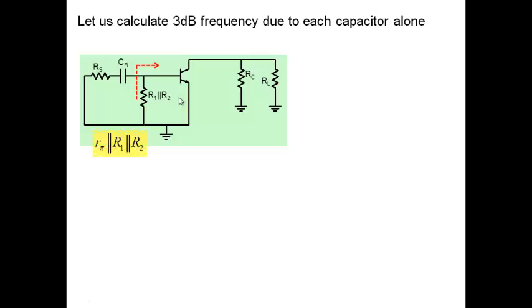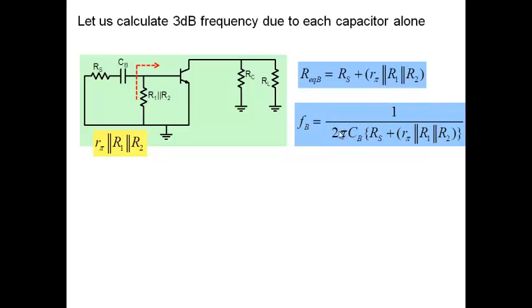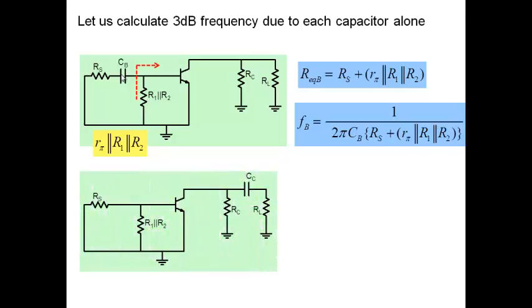So what is my 3 dB frequency then? So this is the net resistance here. What is my 3 dB frequency? The net resistance that my capacitor sees is, on the left, RS, and on the right, R pi parallel R1 parallel R2. And my frequency then becomes 1 over 2 pi C times this much. That's the 3 dB frequency due to this capacitor here. Okay? Alright. Let's go to the next one.